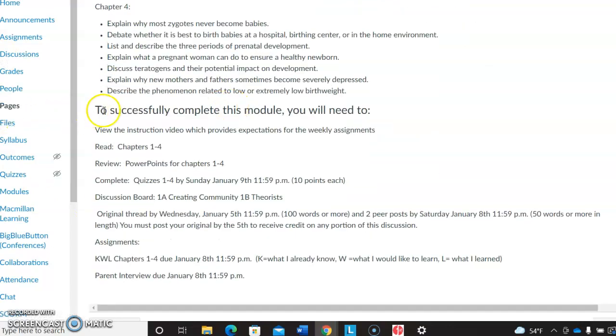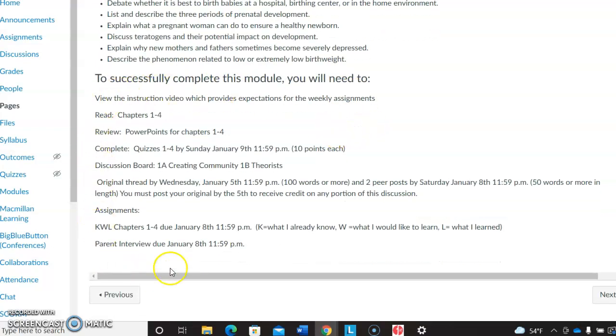And then in every module, you'll see, to be successful, to complete this module, you will need to, and this is what you really want to pay attention to because these are all the assignments and discussion boards and quizzes that are due. So you always want to view the instructional video, which provides expectations for the weekly assignments. That is what you're watching or listening to right now. You're going to read the chapters. This week, we're covering chapters 1 through 4. So in your textbook, digitally or hard copy, you want to read chapters 1 through 4. You want to also look over those PowerPoints that I provide for those chapters.